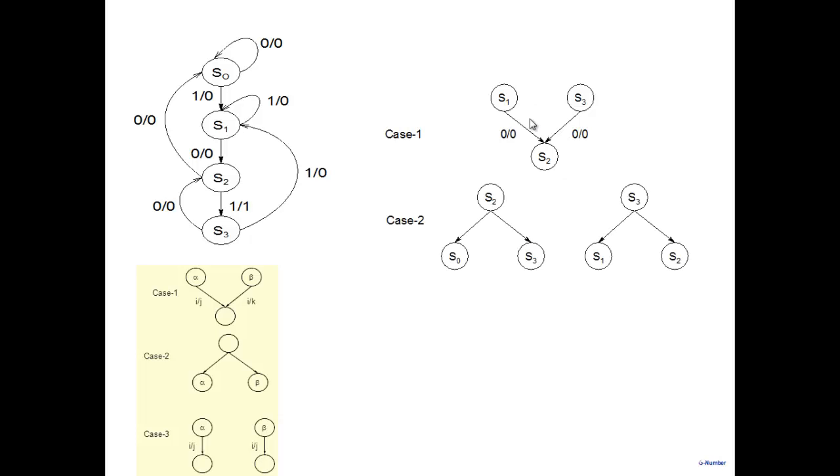Let's look at case 2. State S2 goes to S0 and S3. We can see here S2 goes to S0 and S2 goes to S3. Similarly, S3 goes to S1 here and goes to S2 here. So case 2 is there. And then similarly we can identify case 3 as well.